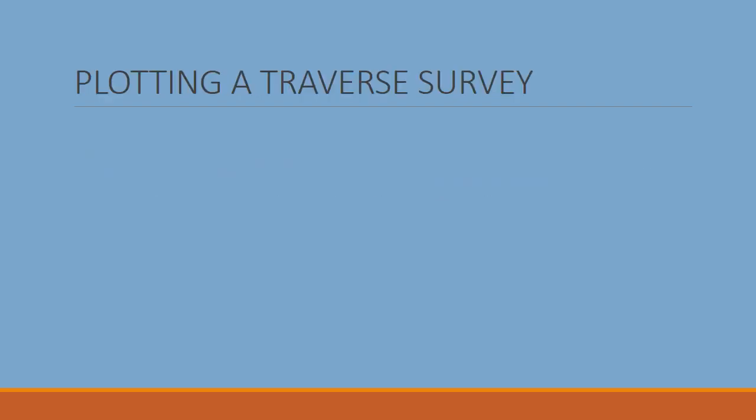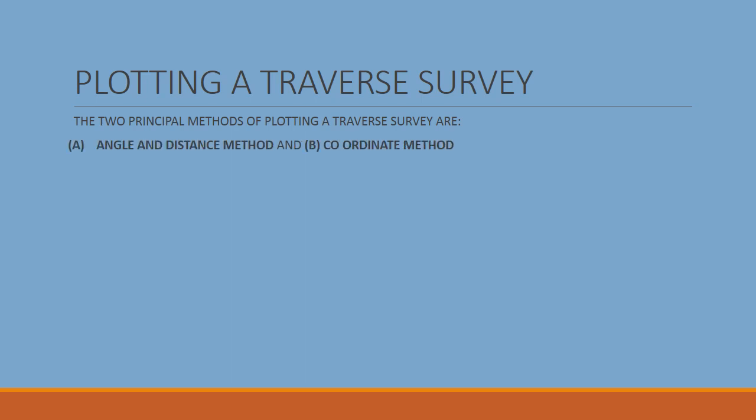Now let us see plotting a traverse survey: how we should plot a traverse survey, what the process is and what the types are. The two principal methods of plotting a traverse survey are the angle and distance method and the coordinate method. Either we use the angle and distance method, or we find out the coordinates of each line, that is the latitudes and the departures, and plot the traverse survey.